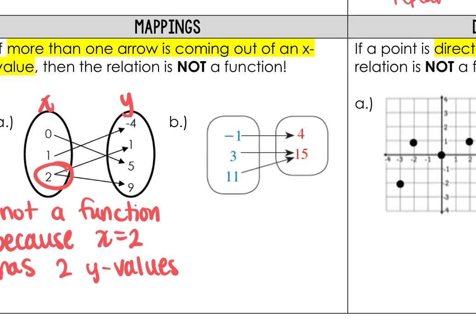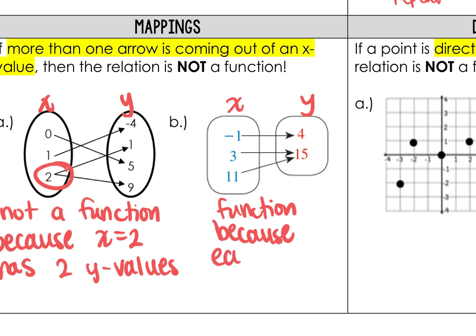All right, and then if we look at b, once again, these are my x and these are my y. If I look at these arrows, from -1 it just goes to 4. From 3, it just goes to 15. And 11 just goes to 15. We don't care that these go to the same y. We just care that each of these x's only has one arrow. So b is a function, because each x has one arrow.